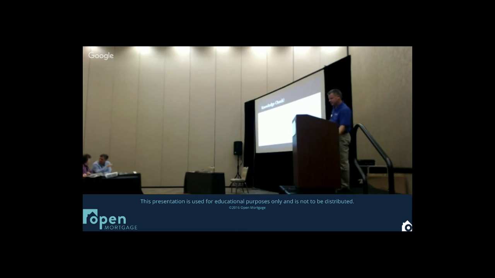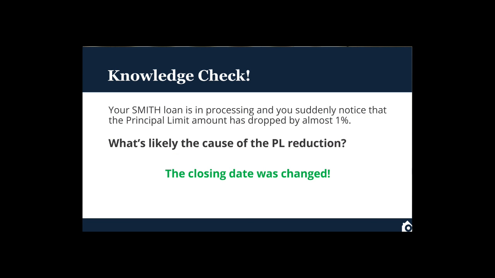Uh-oh. Your Smith loan is in processing, and suddenly you notice the principal limit amount has dropped by almost 1%. What's the cause of the reduction? Yes. The closing date was changed. All right, the closing date was changed.